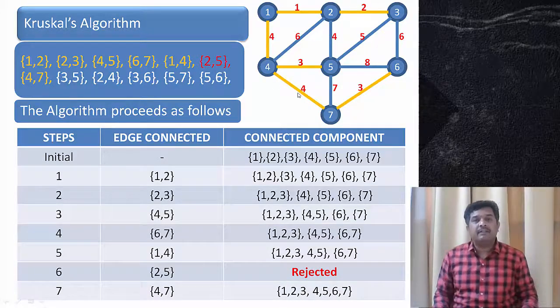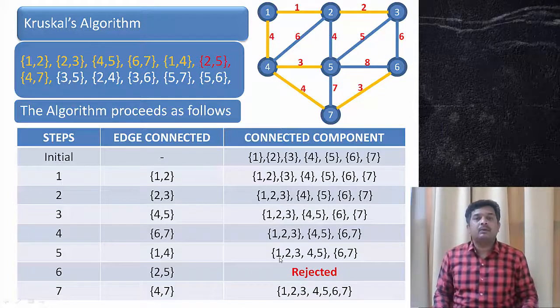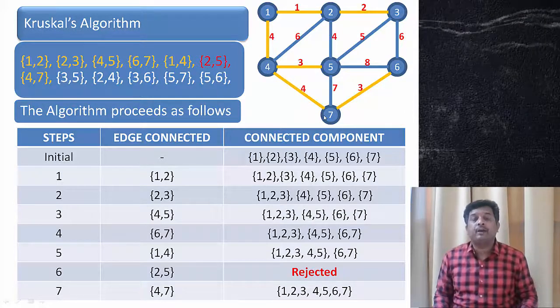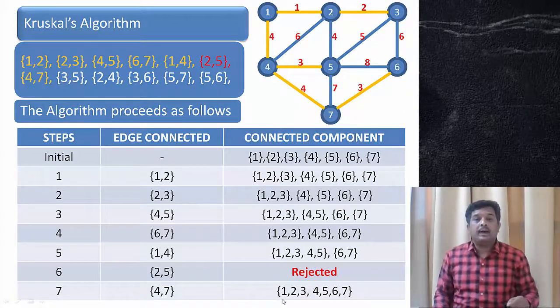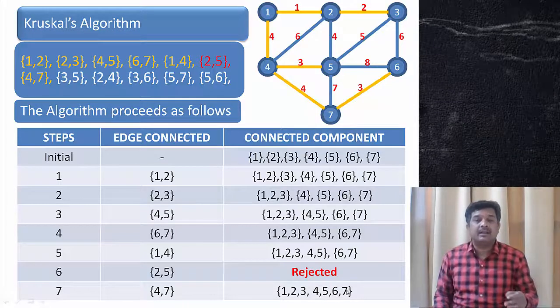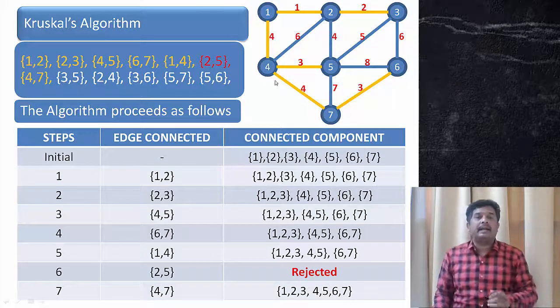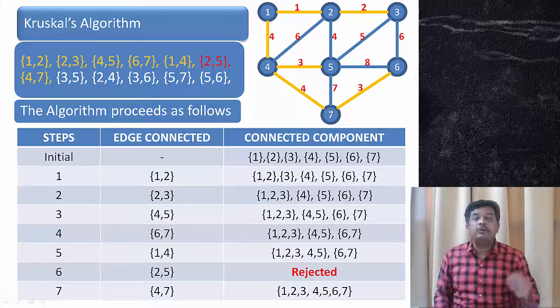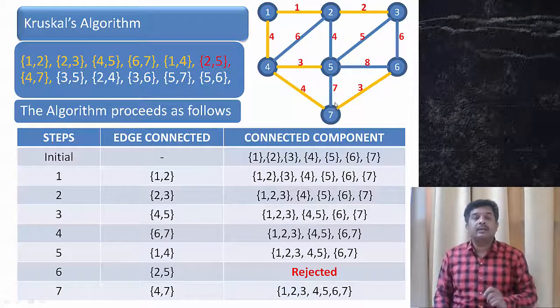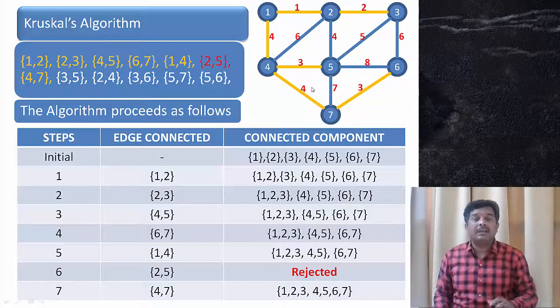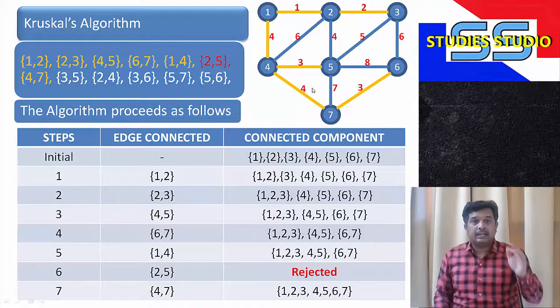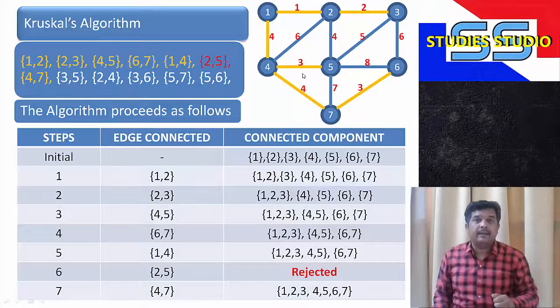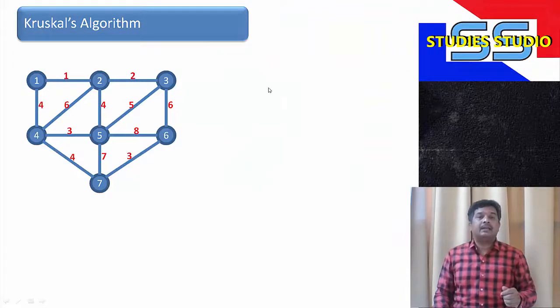Seventh step is the edge 4, 7. 4, 7 also has the value 4. That's why we are going to select it, and it is not forming any kind of cycle. So 1, 2, 3, 4, 5, 6, 7 becomes a single component, and all the vertices are covered without any cycle, and I have chosen all the minimum edges. So that's why it is a minimal spanning tree by using Kruskal algorithm.